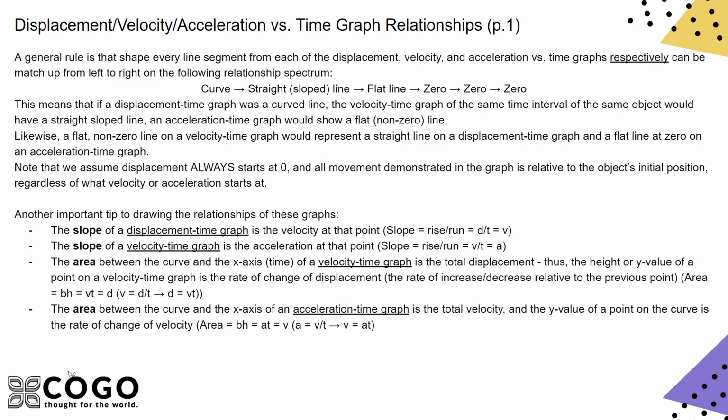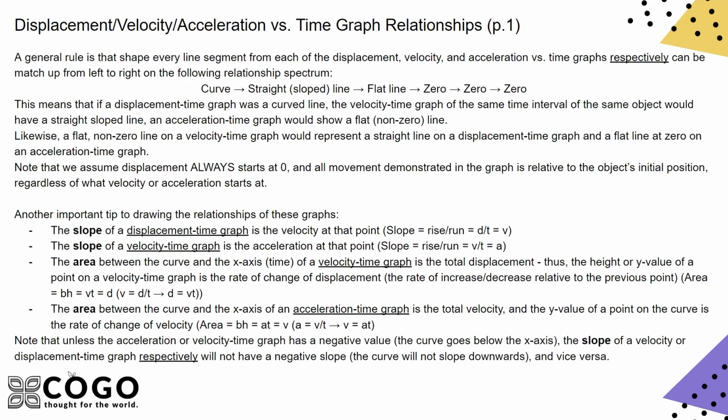The area between the curve and the x-axis of an acceleration time graph is the total velocity, and the y value of a point on the curve is the change in velocity relative to the previous velocity. Note that unless the acceleration or velocity time graph has a negative value, or when the curve goes below the x-axis, the slope of a velocity or displacement time graph respectively will not have any negative slope in the graph. In other words, the graph will never slope downwards and vice versa. Again, don't worry if this doesn't fully make sense to you. We'll go over it a lot more in the next few slides.